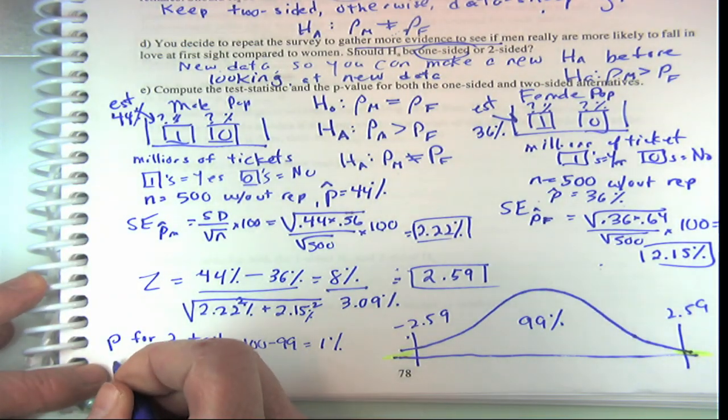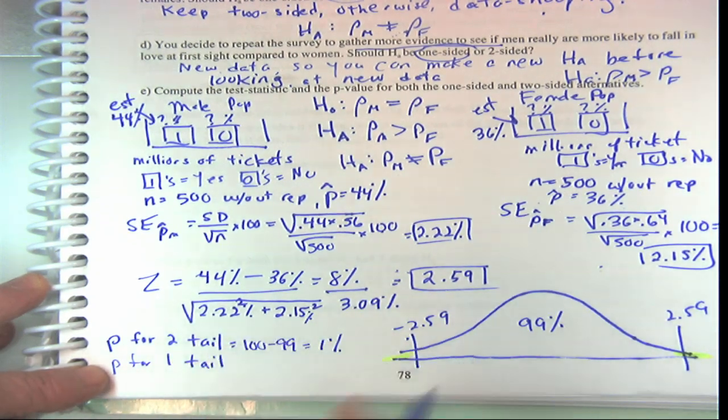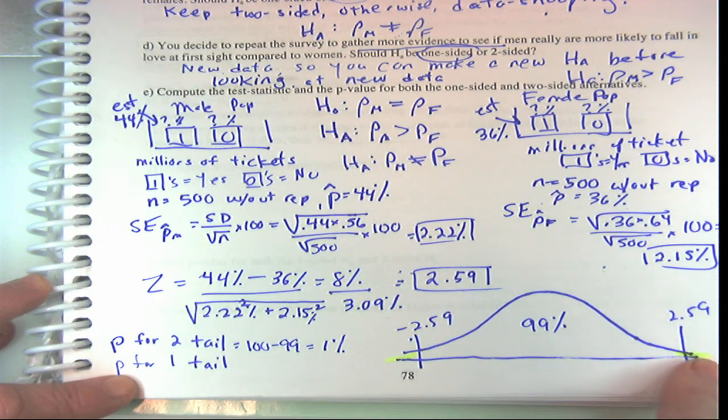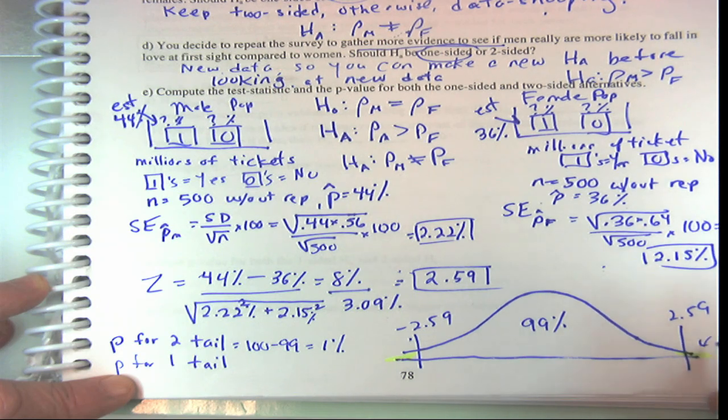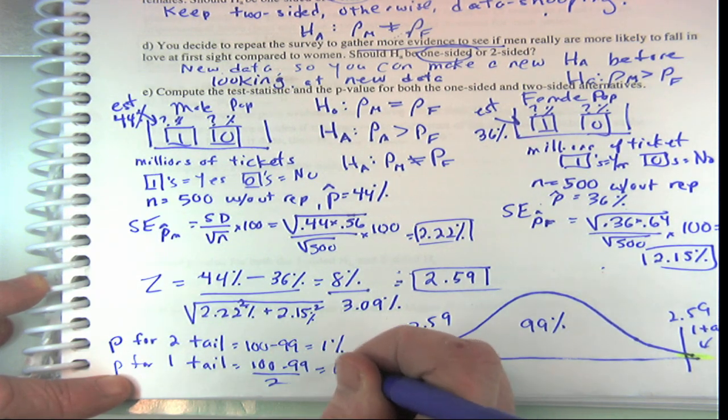And obviously the p-value for the one-tail test, which is the directional one, the one tail is specifying which way it's going to go. This way. It's going to go this way. It would be this one for the one tail, which is equal to (100 minus 99) over 2, which is just half of it.